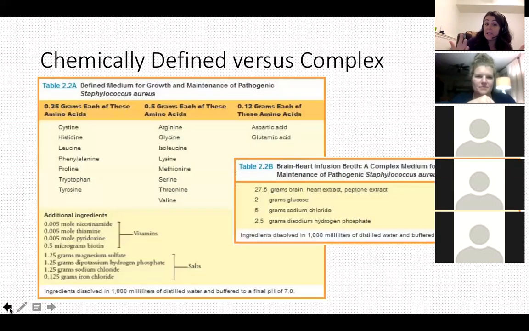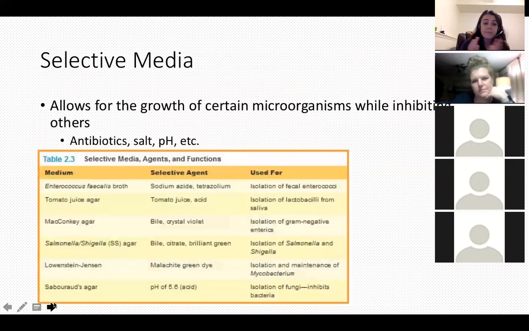You should be able to, if you were given a type of media and you had to research and look up the ingredients in it, or you're given a list of ingredients or something like that, recognize whether it's chemically defined or whether it's complex. And we'll have some practice questions on that later.